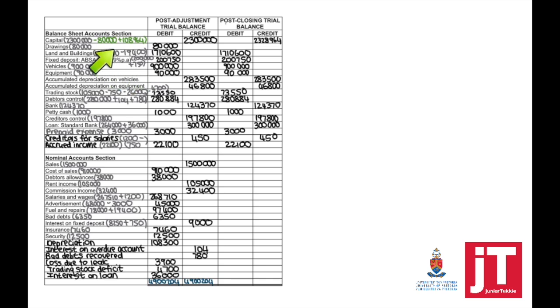Basically now, with the rest of it, land and buildings up to accrued income, the figures will be exactly the same. Now we can take the debit side and add everything on the debit side and everything on the credit side. If the figures are not the same, it means that somewhere you have made a mistake.